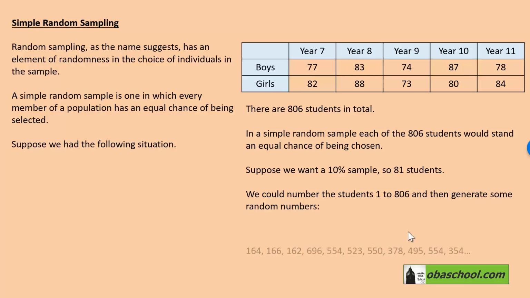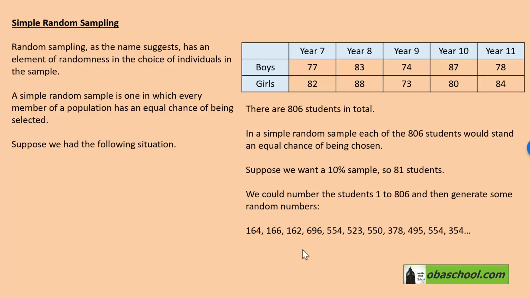For example, our list might start off like this. And note that 554 occurs there twice. So we always want to generate a few more numbers. We don't just want to generate 81 because obviously we don't choose the student twice. We're going to ignore the second occurrence of the 554. The students corresponding to the numbers become part of the sample.